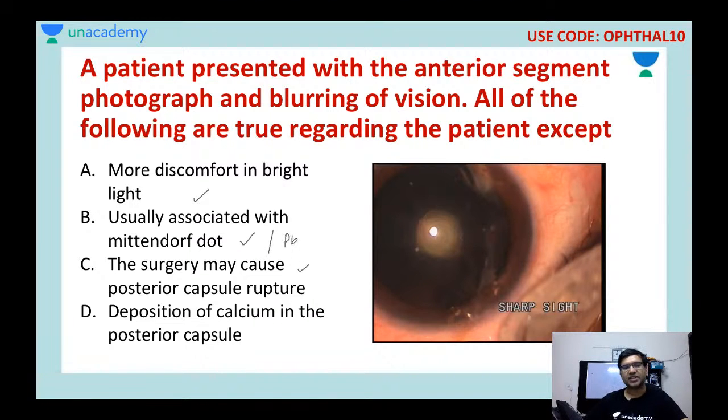Another association is a PHPV. Have you ever heard the name? Anyone? What is PHPV? So it is persistent hyperplastic primary vitreous. In those cases also, you may have a persistent hyaloid artery, which is basically attached to the optic nerve head. This can also cause a posterior polar cataract. Okay, let's move to our next question.